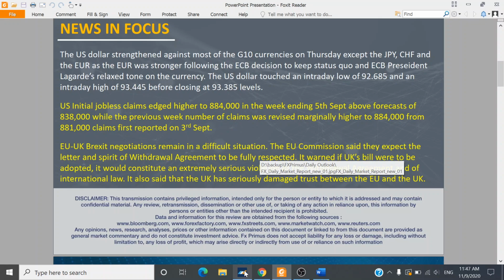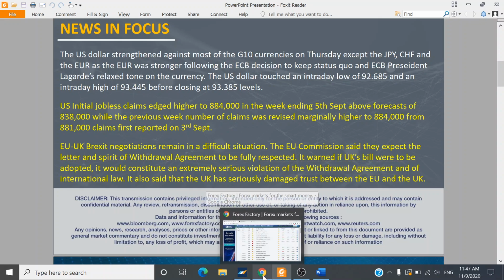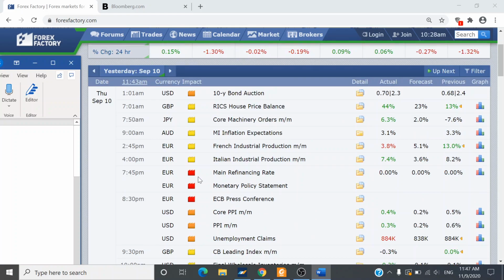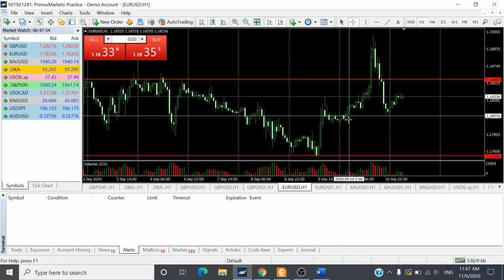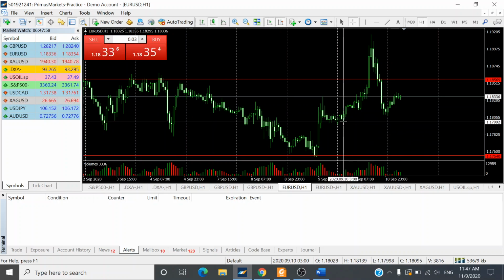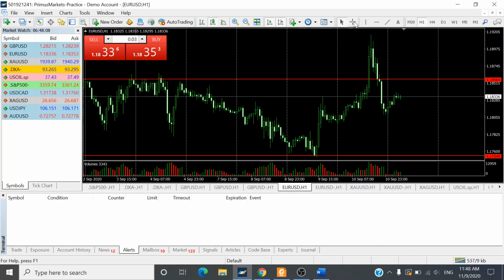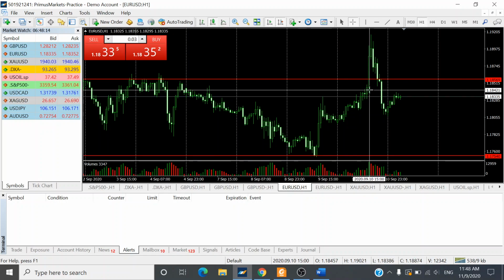So in the lead up towards this 7:45 p.m. announcement, here we go, 7:45 p.m. yesterday, Thursday, September 10, the monetary policy statement and also the press conference. In the lead up towards this event, we do see the euro dollar strengthening as early as 8 a.m. local Malaysia and Singapore time, from 1.1799 all the way to a high of about 1.1915. So it went up a total of about 116 pips.